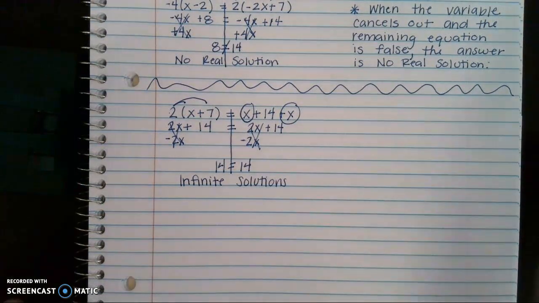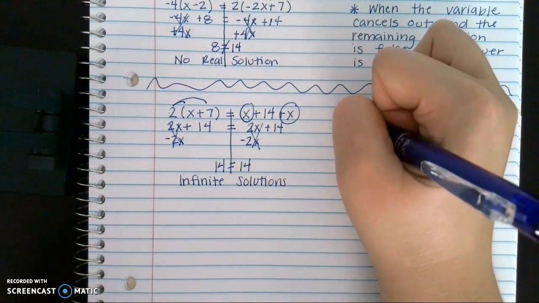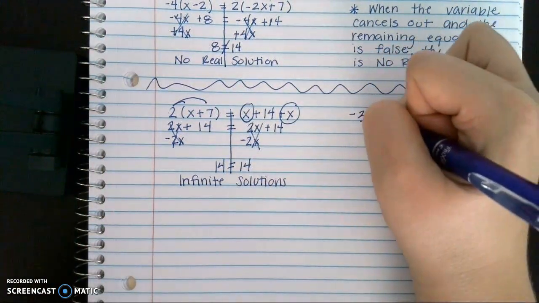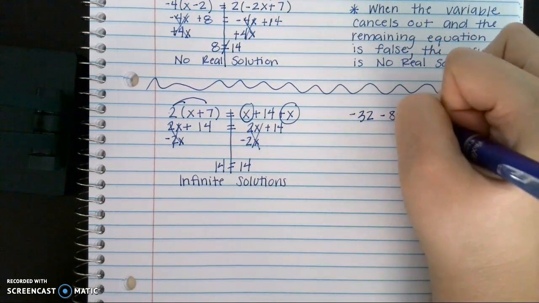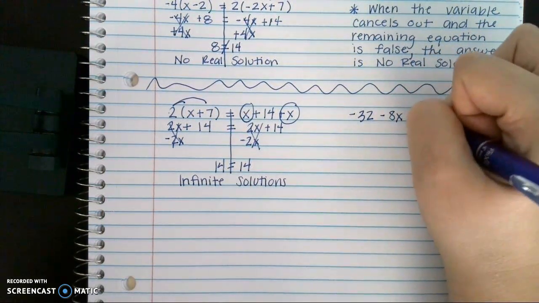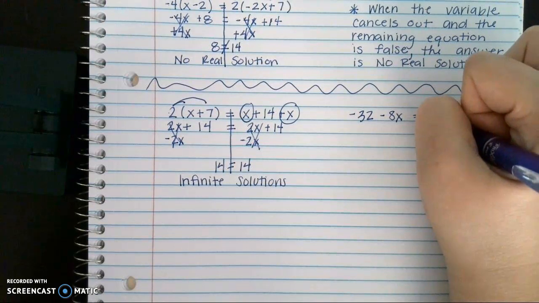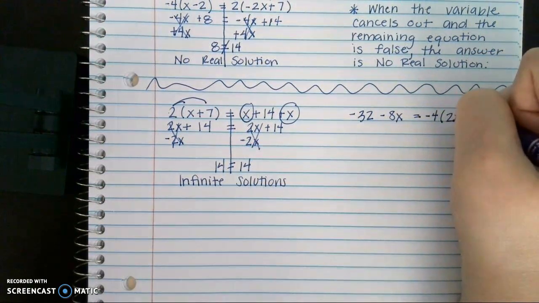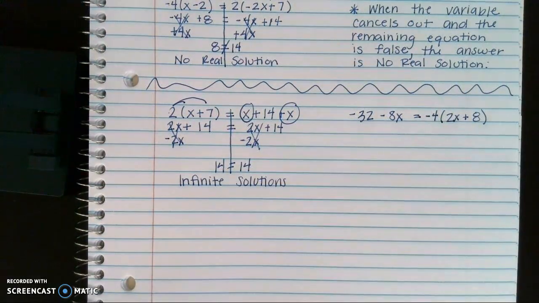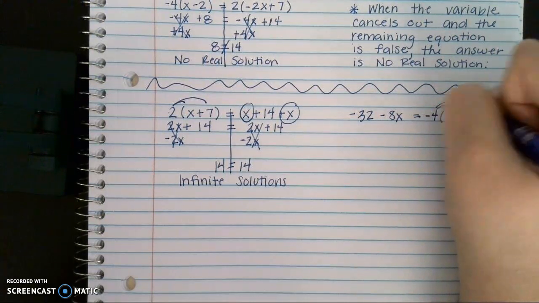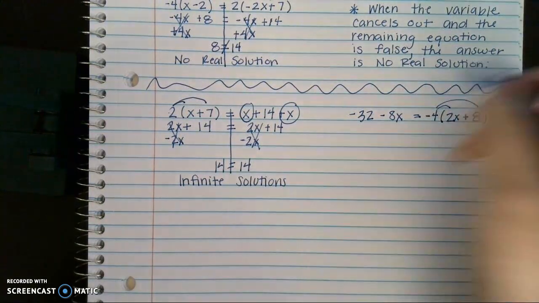Okay, let's try another one. Negative 32 minus 8x is equal to negative 4 parentheses 2x plus 8. Awesome. Now we have to do the same thing. I'm going to start by distributing.